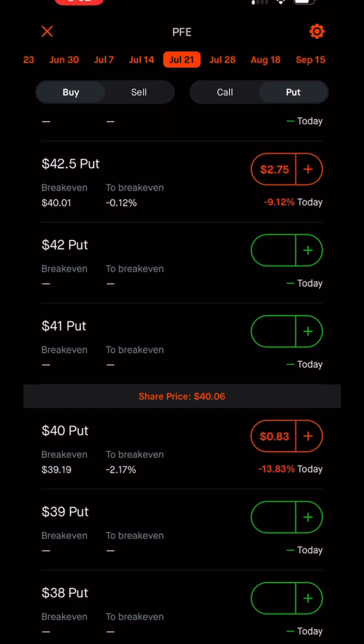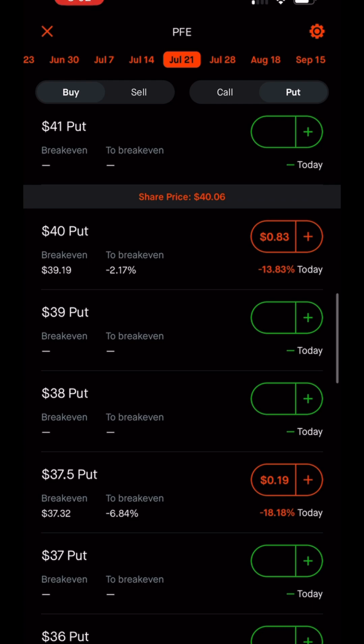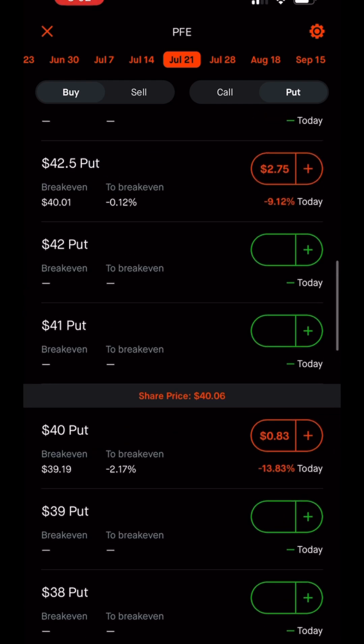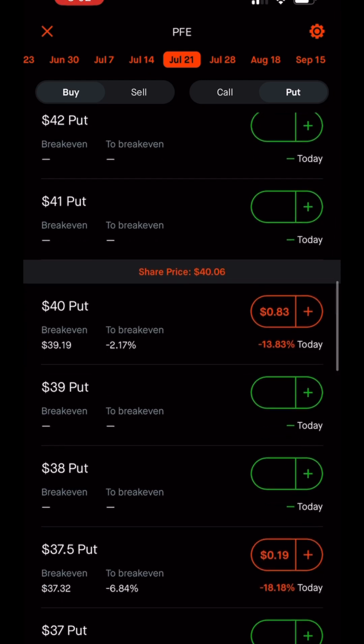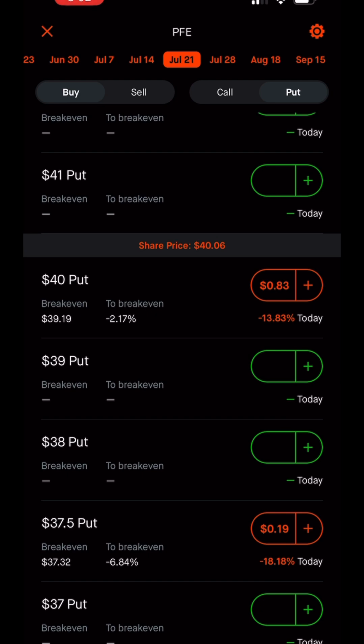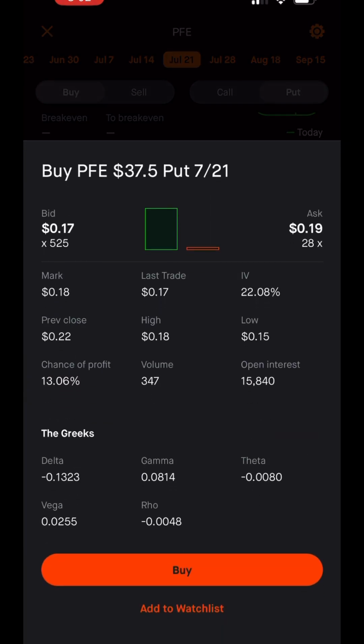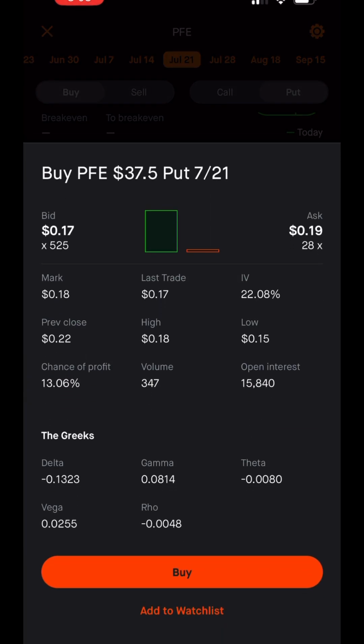So the other option is the put. The put option is you want the stock price to go down. So 42 and a half puts are in the money. These are in the money puts because the share price is 40. You can take the share price here. Let's say I want to buy a put that's 37 and a half put, trading at 19 cents. If we click on this one, this is a 37 and a half dollar put for a July 21st expiration. You're expecting the price of the stock to actually go down, and you make money as the stock goes down because now you're hedging the bet that the stock is going to hit 37 and a half dollars. That's the basic understanding with puts.